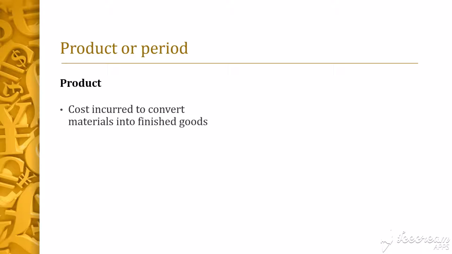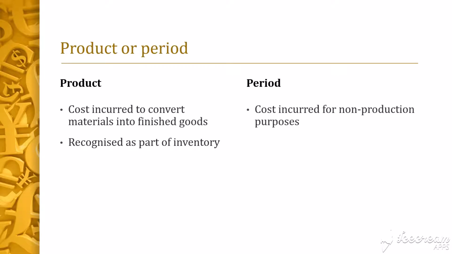Next, is the cost a product cost or a period cost? This concept is very important because the accounting treatment for both costs is different. Product costs are incurred to help convert raw materials into finished goods. In the video on FRS2 inventories, do you remember I mentioned that the cost of inventories includes both the cost of purchase and cost of conversion? These product costs, therefore, need to be recognized as part of inventory. Period costs, on the other hand, are costs incurred for non-production purposes. It is recognized as an expense for the period when incurred.